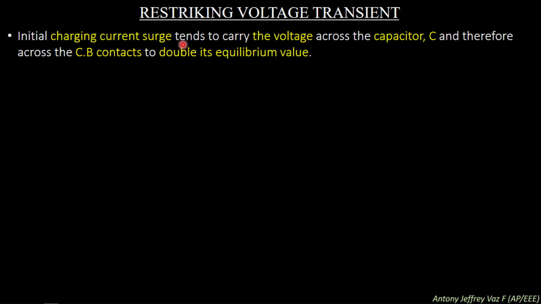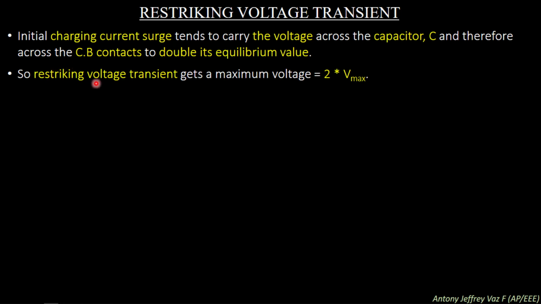Initial charging current surge tends to carry the voltage across the capacitor C, and therefore across the circuit breaker contacts, to double its equilibrium value. Since the charging current surge carries the voltage into the capacitance C, at this point the circuit breaker starts to open, so this equilibrium value gets doubled, which is why we get 2V max. The restriking voltage transient gets a maximum voltage of 2 into Vmax. This occurs because the equilibrium value gets doubled due to the charging current surge, due to the capacitor, and also due to the separation of the two contact plates in the circuit breaker to clear the fault at that time.